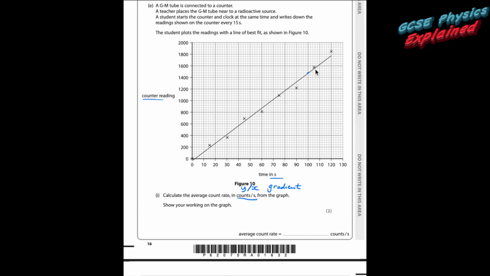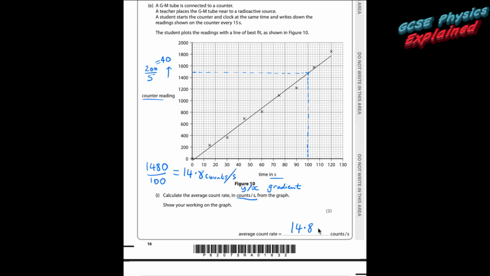Right, what about that point, for example? So that's from 1400 to 1600, and there's 1, 2, 3, 4, 5. So it goes up 200, and there's 5 little squares. So each square is 40, and that's 2 squares. So that's 1480. And we'll divide that by the corresponding x-axis value, which was 100. And that's going to come out as 14.8 counts per second.